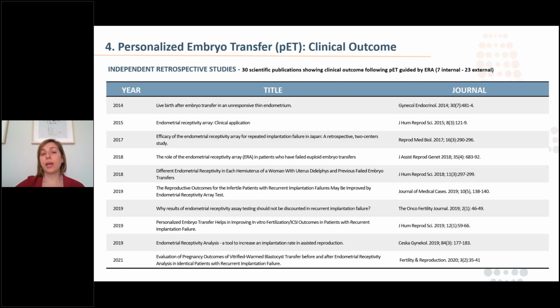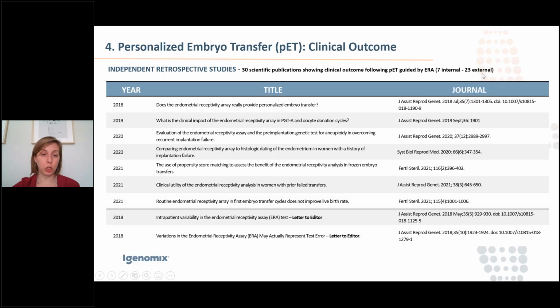There are several publications related to the clinical outcome obtained when using ERA. Not only publications performed by our group in Igenomix, but also external publications from clinics that are using our test. Indeed, of 30 scientific publications showing clinical outcome, there are 7 internal from Igenomix and 23 external publications.